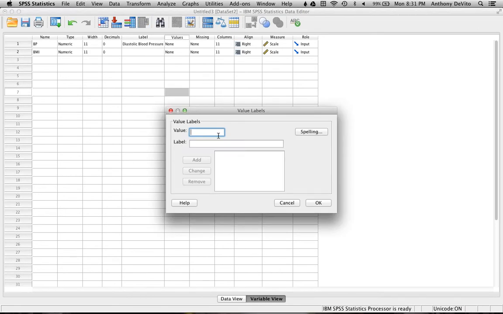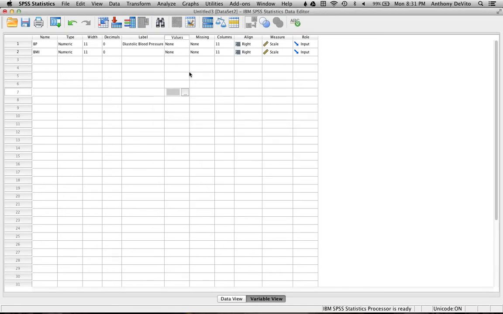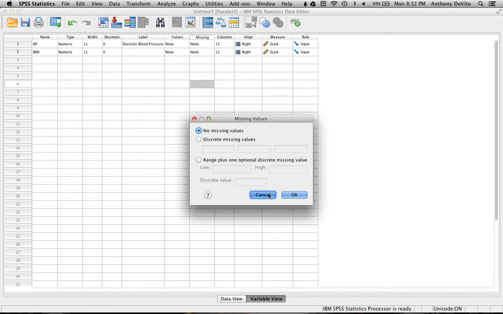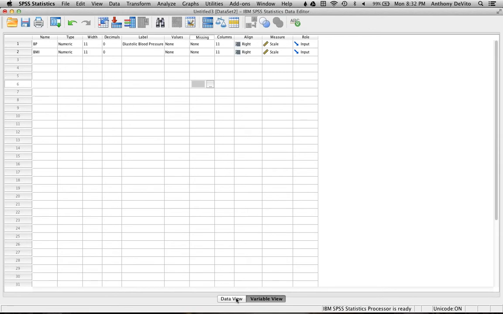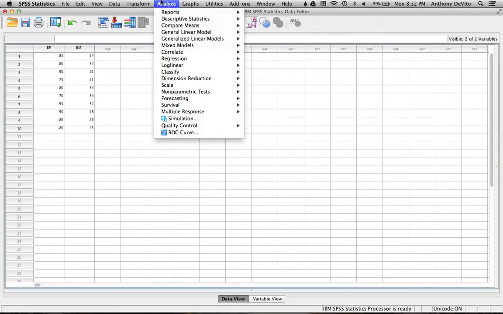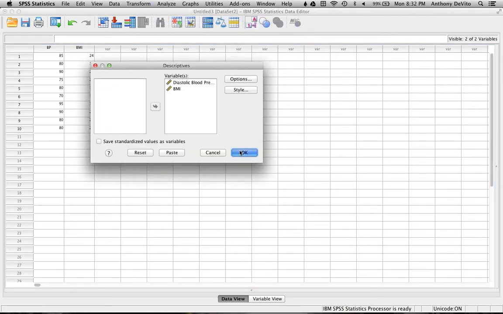Right, I'm going to change that label. Oh, I don't need to change the value. Okay, I'm going to change that label. Okay, and now I'm going to go back to my data view, and I'm going to analyze this. I'm going to do the same thing again. Descriptive statistics. I'm going to say OK.